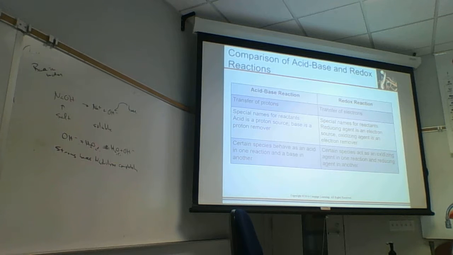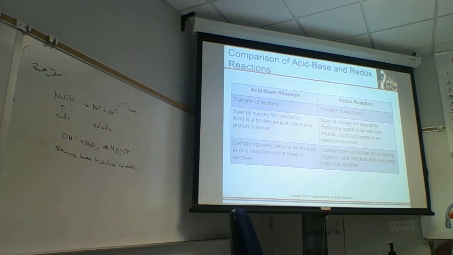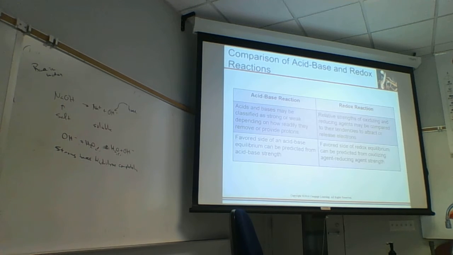There's a comparison of acid-base and redox. In acid-base we transfer protons, in redox we transfer electrons. We have acids and bases, we have reducing agents and oxidizing agents. We have things that are amphoteric. They can act both as an acid in one reaction and a base in another. The same species can act as an oxidizing agent in one reaction and a reducing agent in another. It depends on what you react with. Acids and bases can be classified as strong and weak. Oxidizers and reducers, the same thing. And the predicting driving force is stronger to weaker in both.